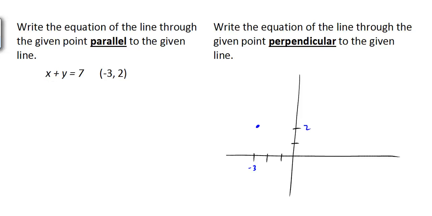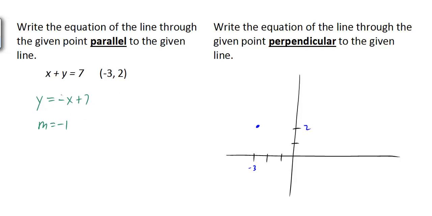Well, let's graph x plus y equals 7. How can we do that? If we solve for y, we get y equals negative x plus 7. Now, what do we know about the slope of this line? Well, the slope is equal to negative 1. Now, if we're looking for a line that's parallel, what do we know about the slope of parallel lines? Well, we just said they're going to be equal.